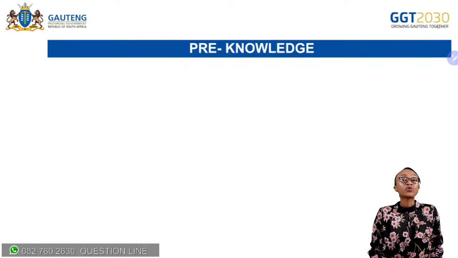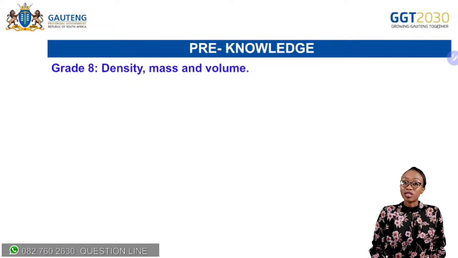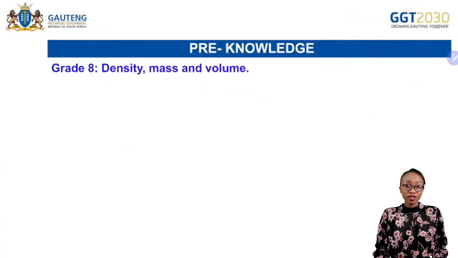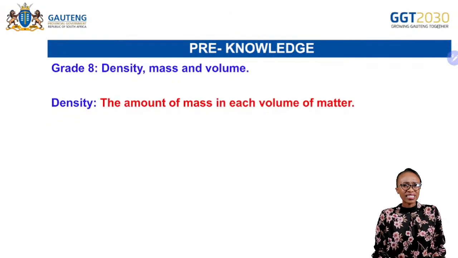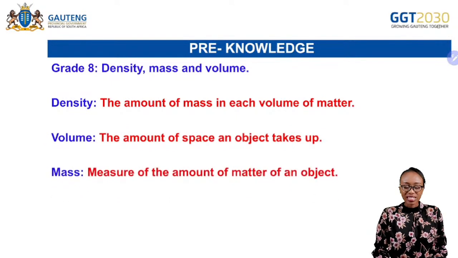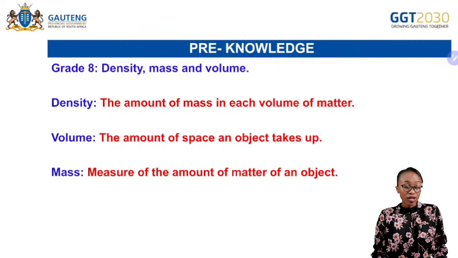Pre-knowledge. This is what we've learned prior to today's lesson. In the 8th grade, which is in our previous lesson, we learned about density, mass, and volume. We learned that density is the amount of mass in each volume of matter. And if you remember, volume is the amount of space an object takes up, and mass is the measure of amount of matter of an object. So we learned about these three.